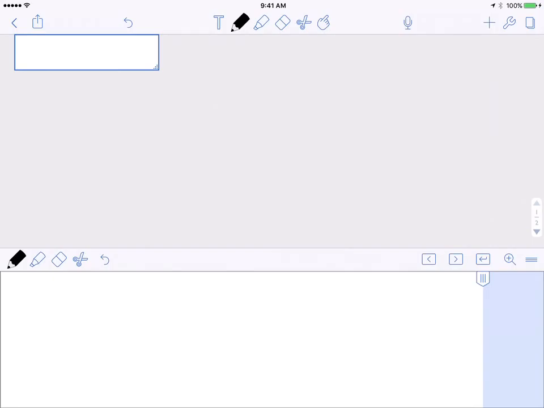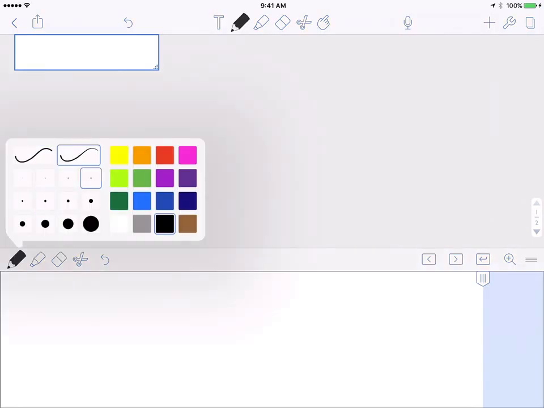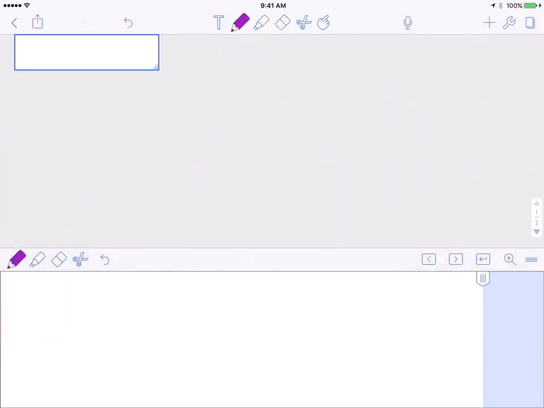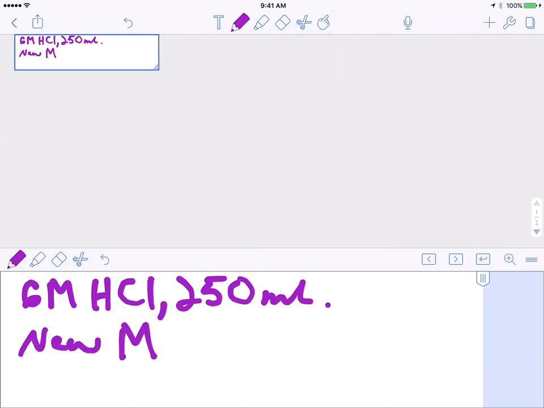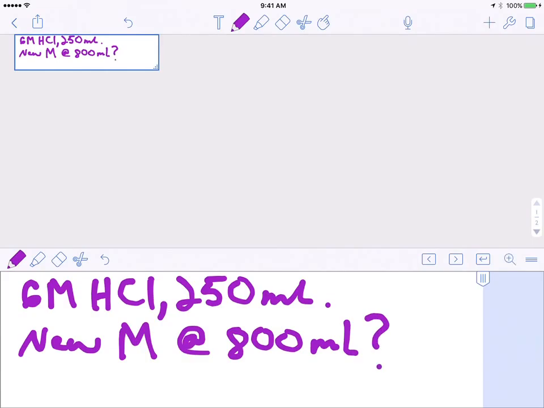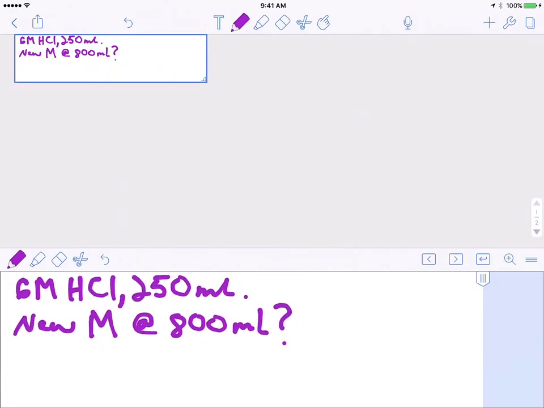So if we have 6 molar HCl at 250 milliliters, what is the new molarity at 800 milliliters? Okay, well that's pretty good.